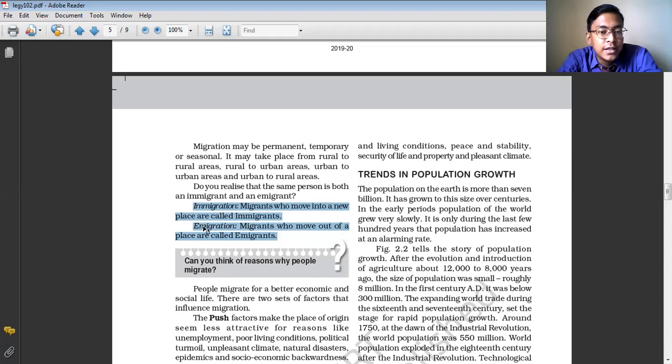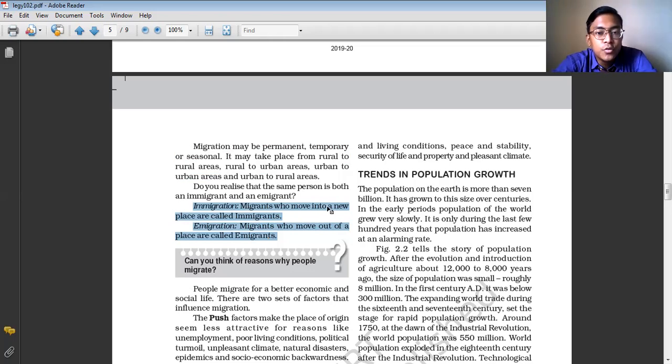Immigration and emigration. Okay, so what is the main difference between these two? Suppose I'm giving an example considering India. As we are living in India, let us consider India and understand what it is actually.